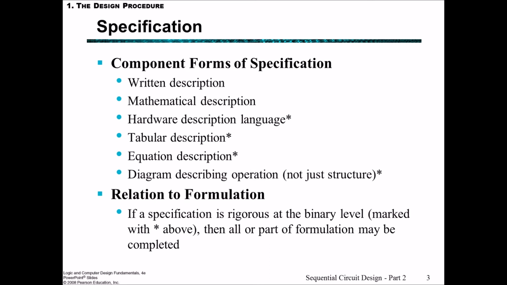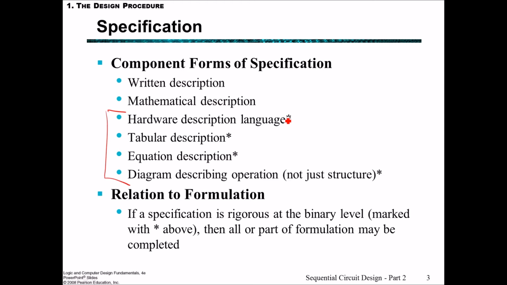In terms of the specifications, there are a few other details compared to the combinational logic circuit design, which I haven't talked about before, and they are the ones with stars. So previously we mentioned that we would get a written description or perhaps a mathematical description. However, it's also possible that the specification gives you a hardware description language or tabular, equation, or diagrammatic descriptions. The fact that these have stars against them is just to let you know that it's a much more rigorous binary level specification, and it can sometimes be possible to just simply skip the formulation step if you have this level of detail.